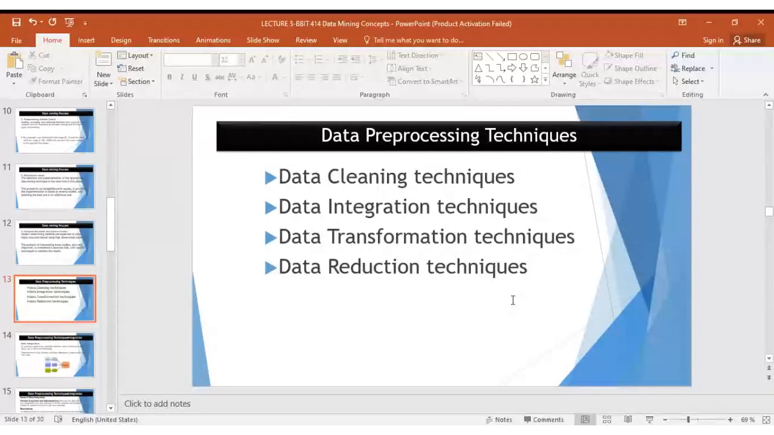Data pre-processing techniques. Here I'm talking of what some of those pre-processes are. You can guess what that means: before we process data, we need to do a few things that make sure the data we are dealing with is the right data. A good example is cleaning of data.